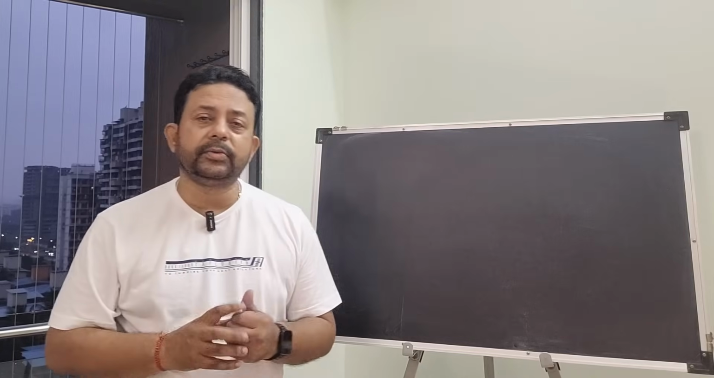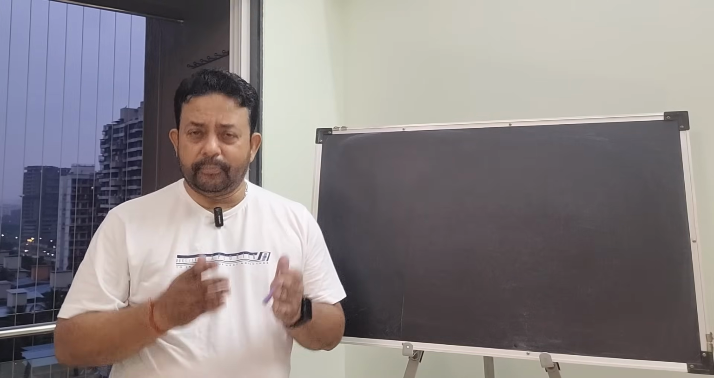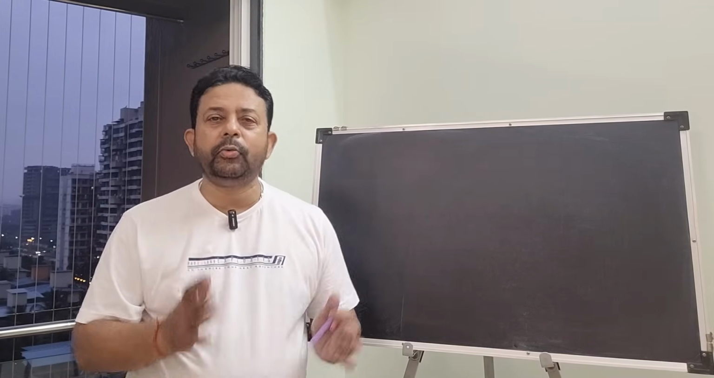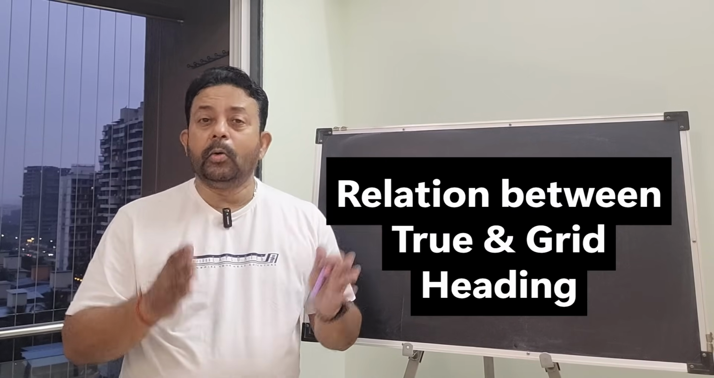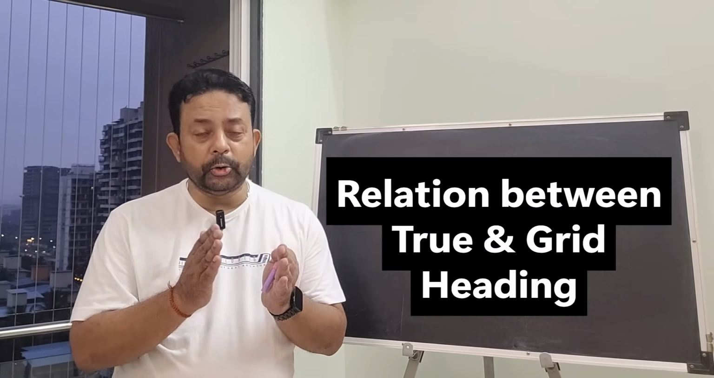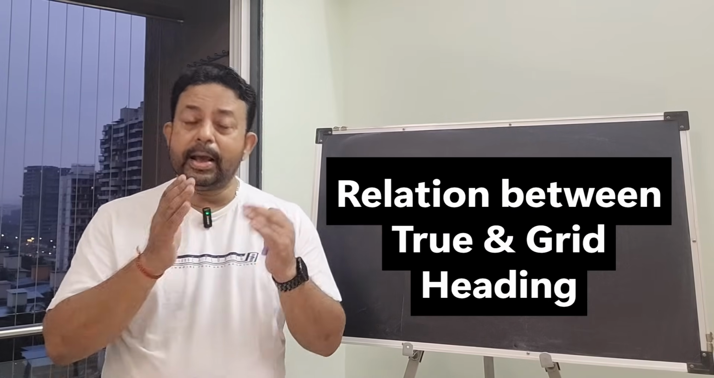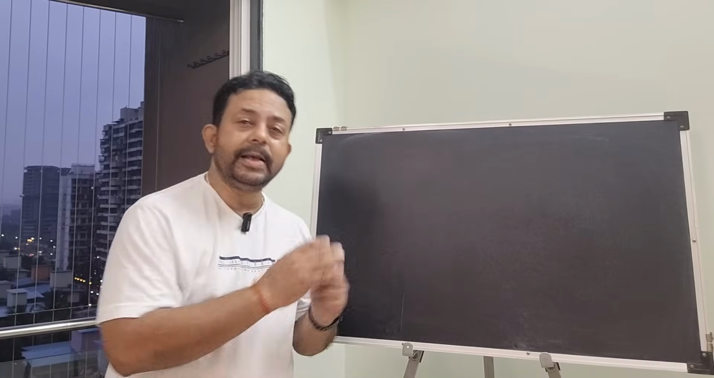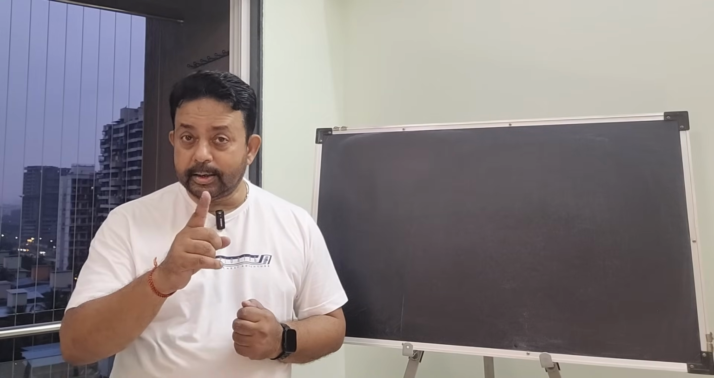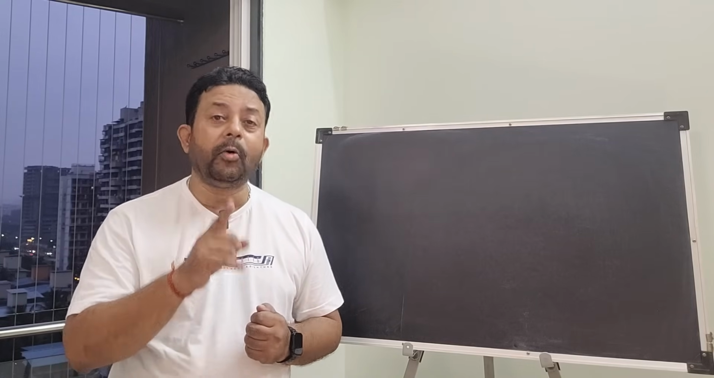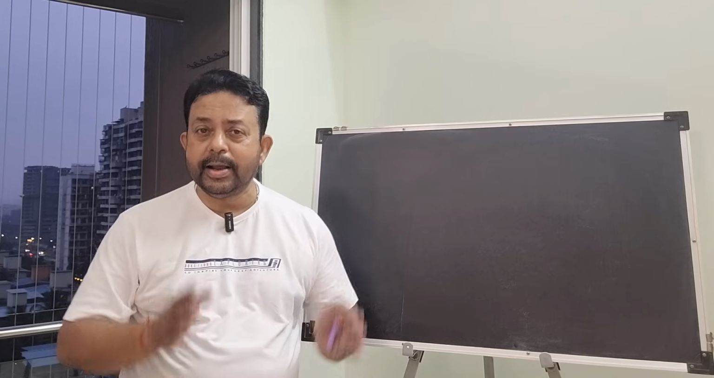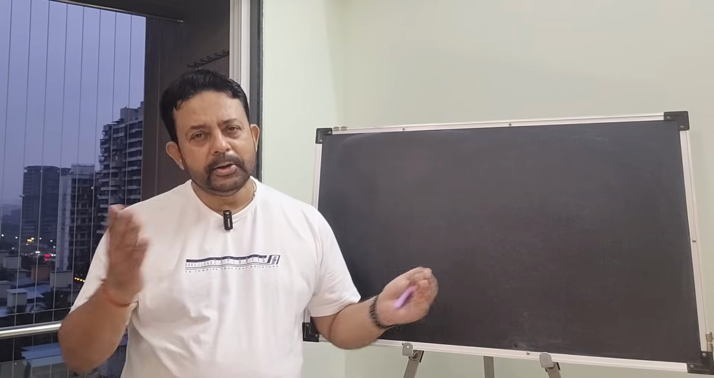So today in this video, I am going to tell you the easiest way, a visual way, to find out where my grid heading is going to be more than the true heading and where my grid heading will be less than the true heading in the Northern Hemisphere, and also what my grid heading and true heading will be in the Southern Hemisphere. So let's start.